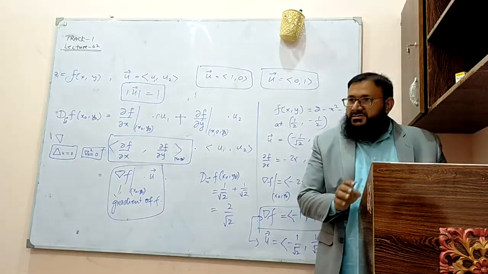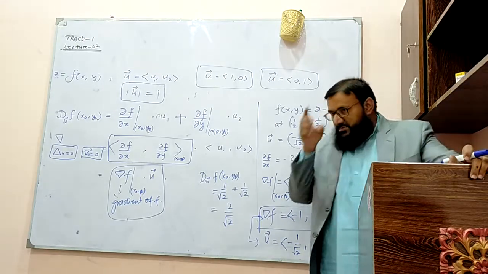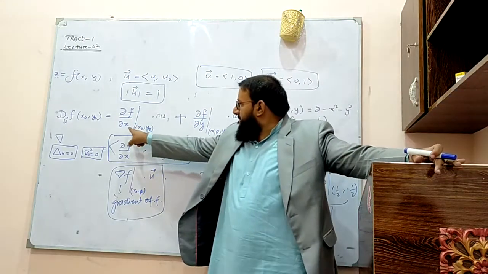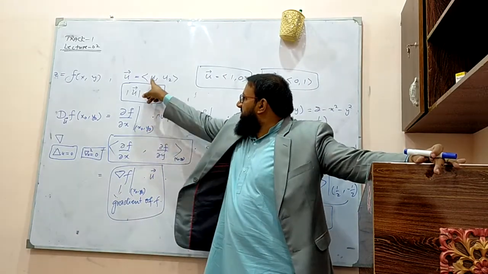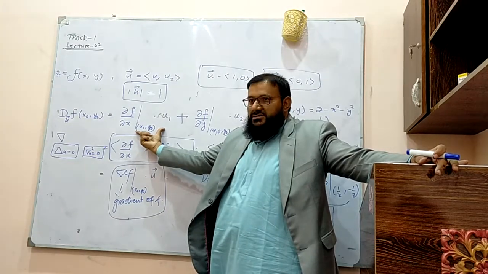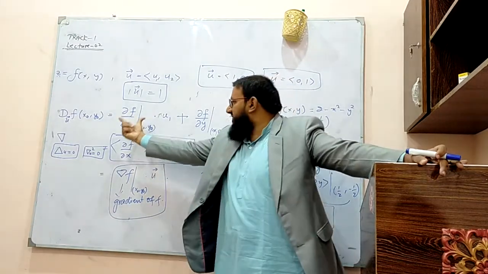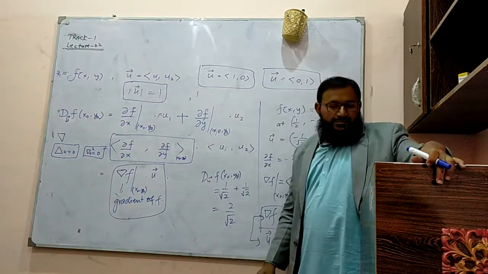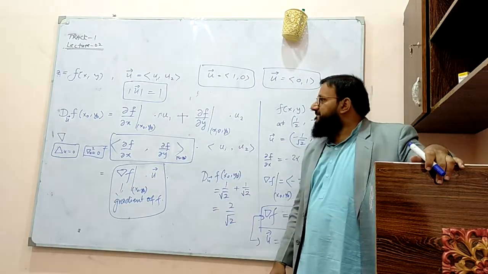You will show some partial differential f upon d, you multiply with the first component. This is what we call the dot product. Multiply the first component with the first component and the second component with the second component. This is what we call the dot product.